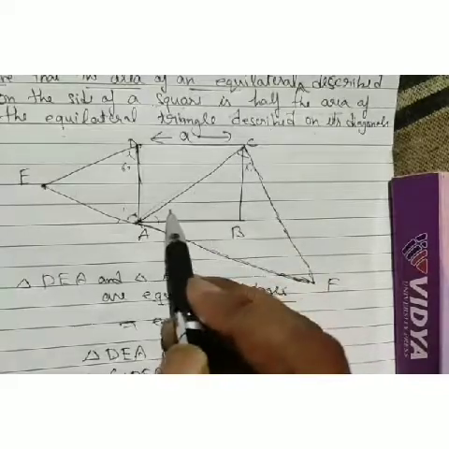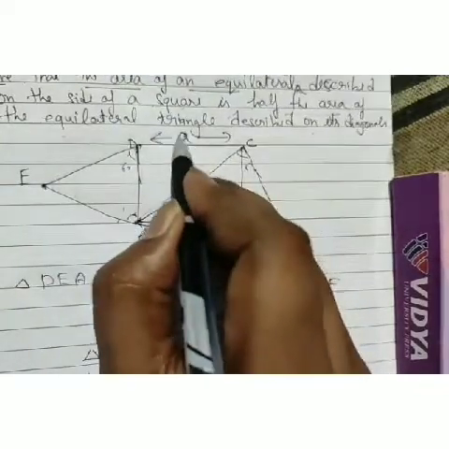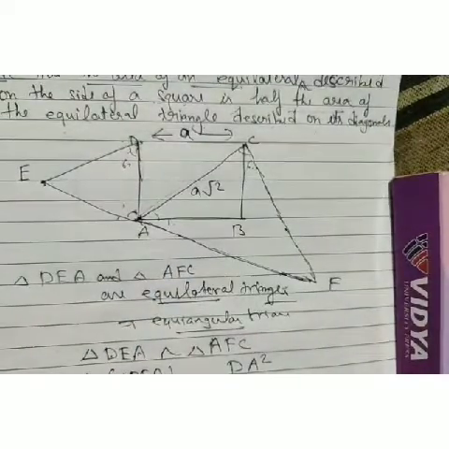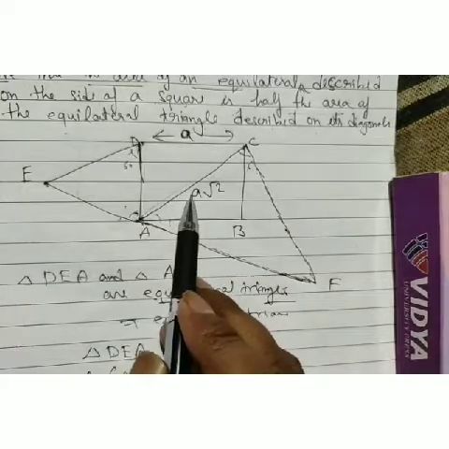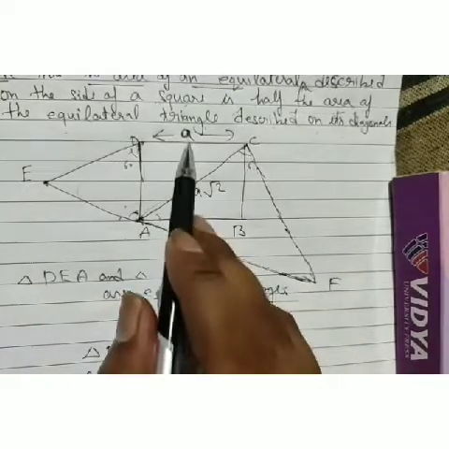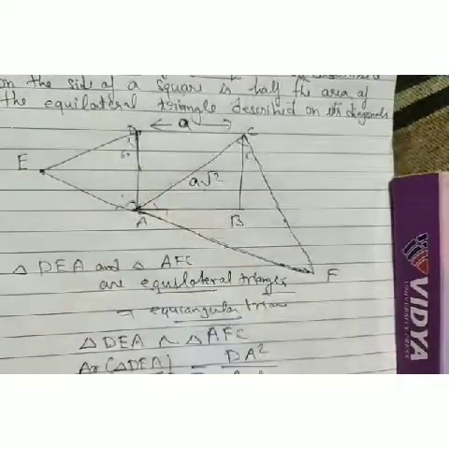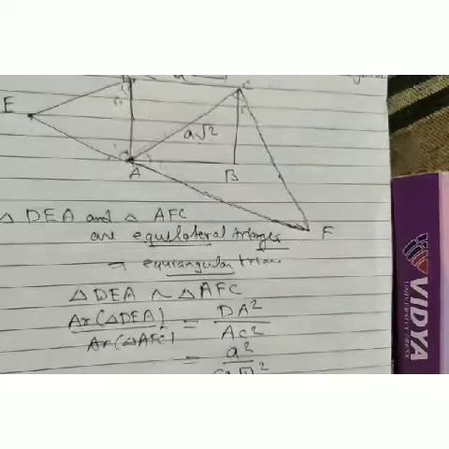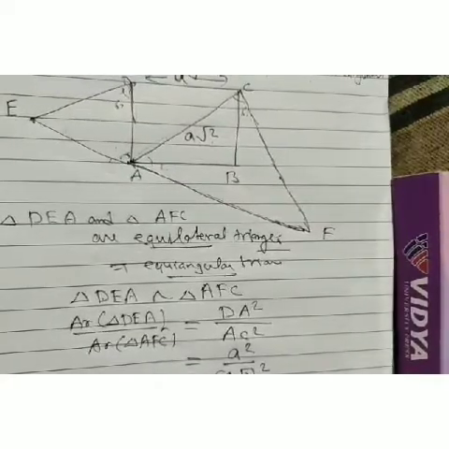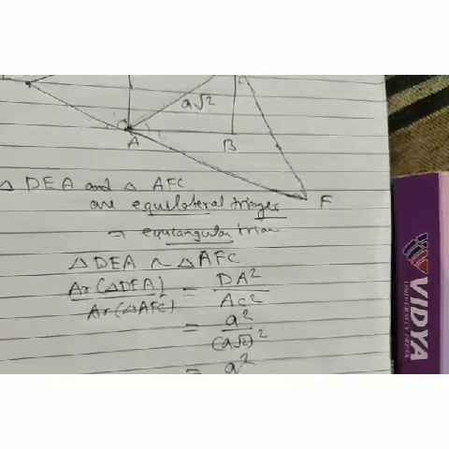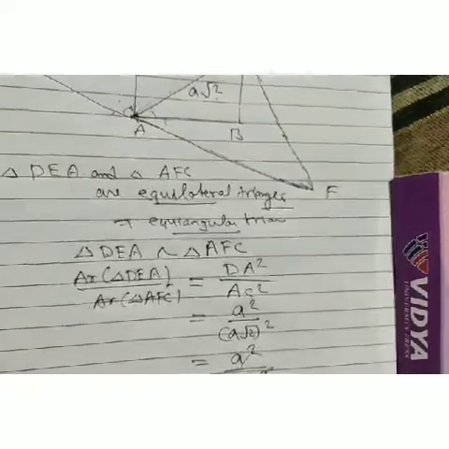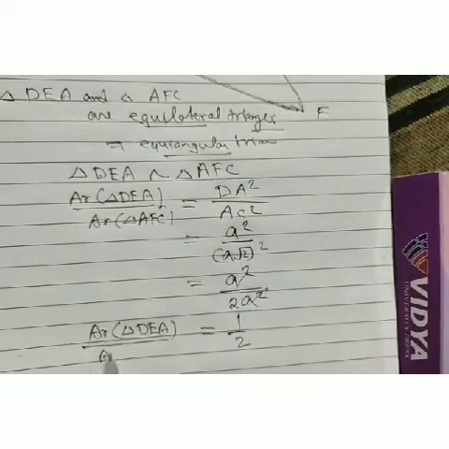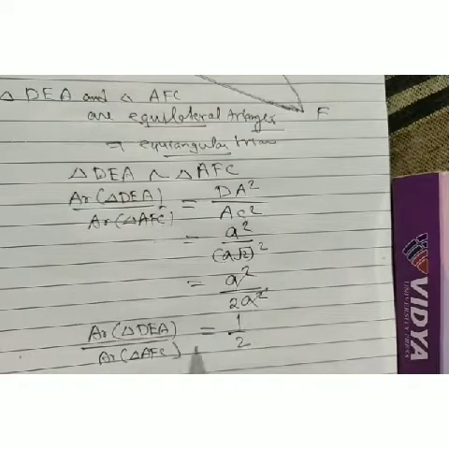Now look, our AC is the diagonal of a square. If the side of the square is a, then the diagonal is a root 2. The diagonal of a square, if we have side a, is a root 2. Now our DA square is a square, and AC square is a root 2 square. Then we have a square upon 2 a square, so we get 1 by 2. So the area of triangle DEA to the area of triangle AFC is equal to 1 by 2.